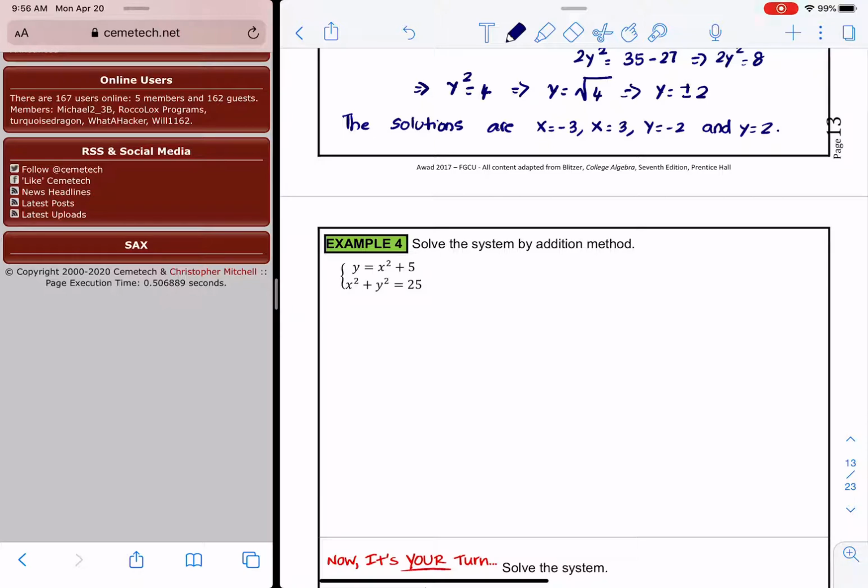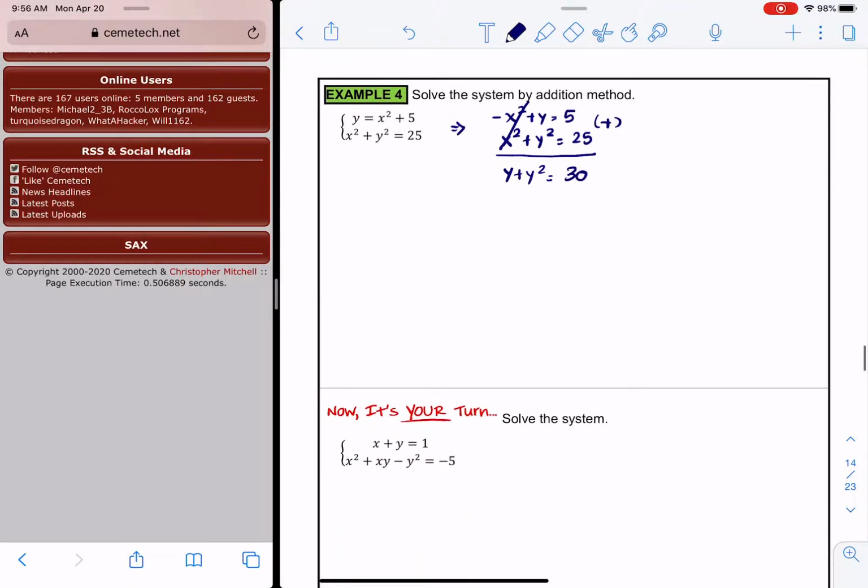So here we have another example that we have to solve using the addition method. So I'm going to move all the variables to one side. The first equation would become -x squared plus y equals 5. The second equation is x squared plus y squared equals 25. And if I simply added those two, the x squares would go away. And I'll have y plus y squared equals 30, which would imply y squared plus y minus 30 equals 0.